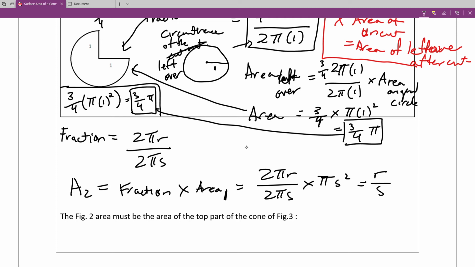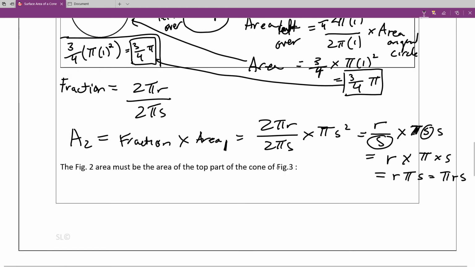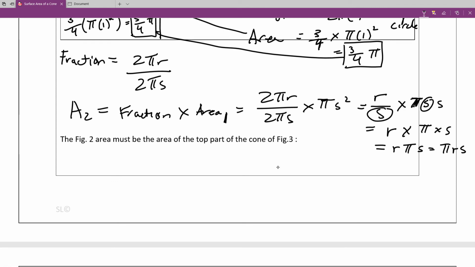We get r divided by s times pi times s times s. If you divide by s and then multiply s back, that's just doing nothing. So we got r times pi times s. So this simplifies to r pi s, or we usually like to write the pi first. So we got pi r s. So the area of the top part of the cone is going to be pi times r times s.